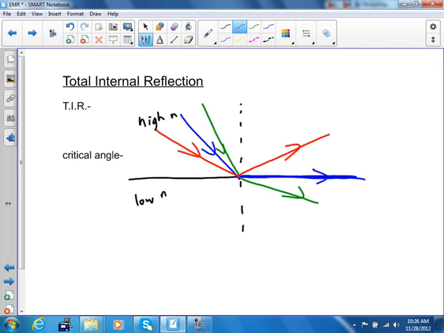This angle right here, this blue angle, theta I for the blue ray there, is what we call the critical angle. It is the minimum angle at which total internal reflection begins to occur. Anything above that angle, reflection occurs. Anything below that angle, refraction occurs. Does that make sense?